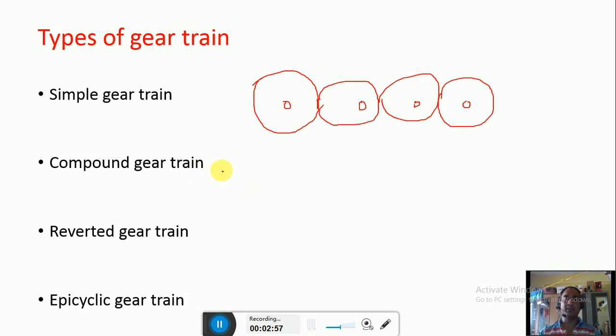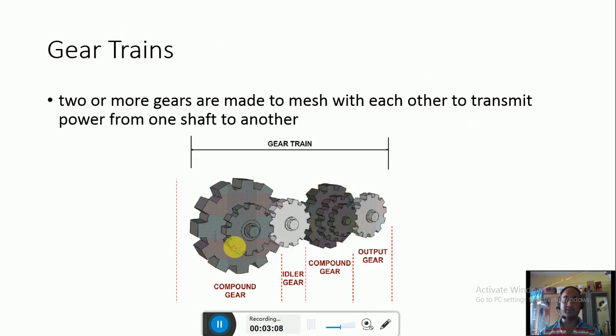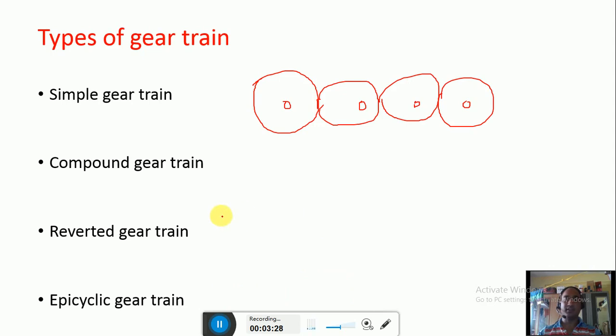In a compound gear train, what happens? If more than one gear is mounted on the same shaft, then that is called a compound gear train. In the previous slide we saw this particular figure, which is the compound gear train type, because the first shaft consists of two gears, the second consists of only one, but the third consists of three gears. This type of gear train is called a compound gear train.